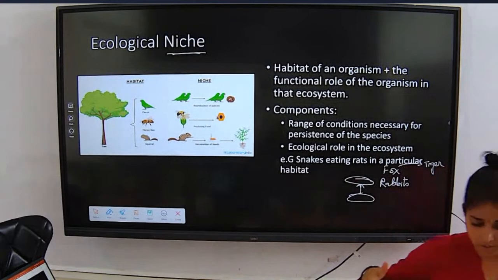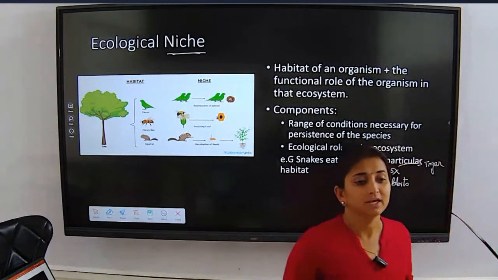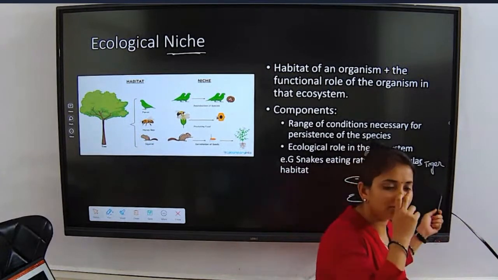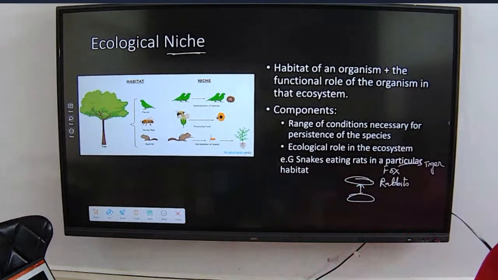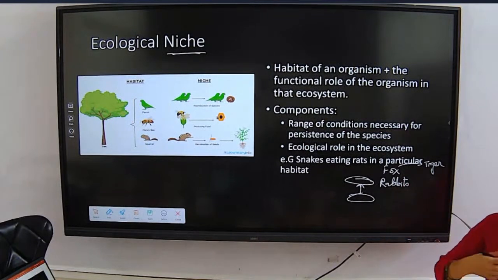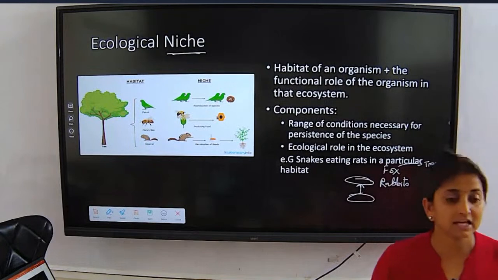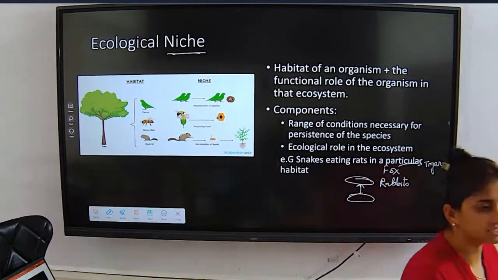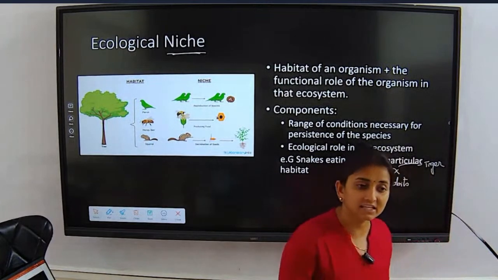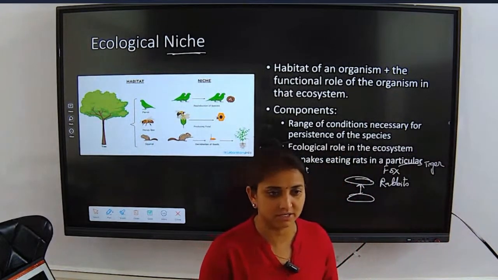Getting my point? So the functional role of the organism is not just food, it is also reproduction. They also have to ensure that they are able to reproduce. Tigers have a responsibility in a forest ecosystem to reproduce, and the fox also has a responsibility to reproduce, to produce offsprings. Okay? So there are certain functions exhibited by every organism in every habitat. And these functions are their responsibility.